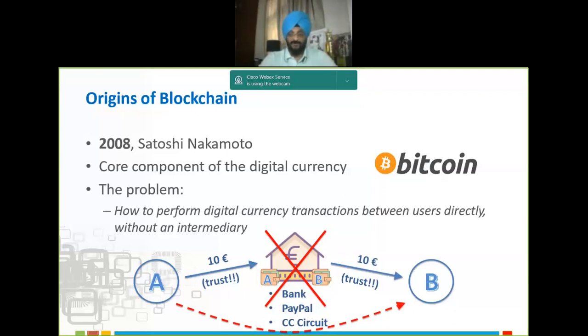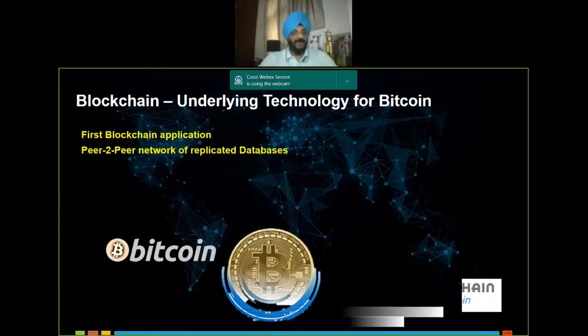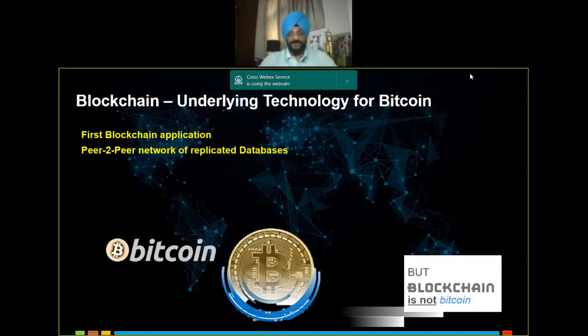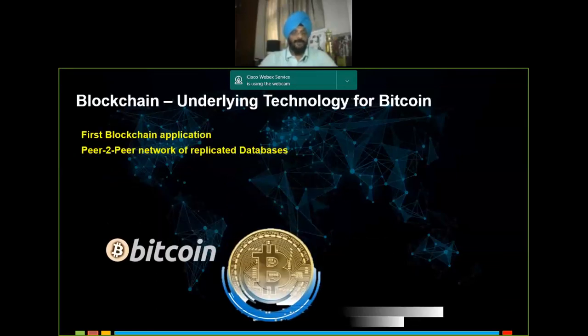I've already covered the origin of blockchain, so I will not touch upon this slide, but to tell you again, it was Satoshi Nakamoto who started the blockchain altogether. So this is what the Bitcoin and blockchain was. The underlying technology of Bitcoin is a blockchain. So it is a peer-to-peer network of replicated, consensus-based databases. That's how it is being used.